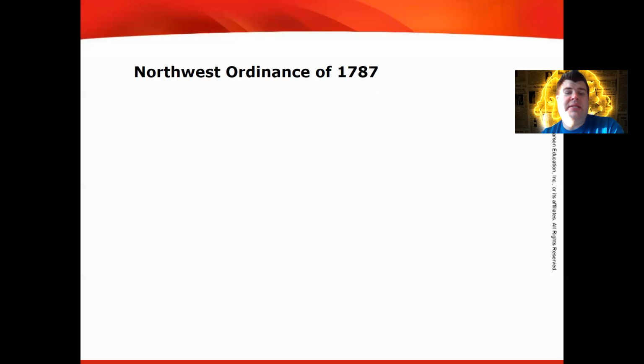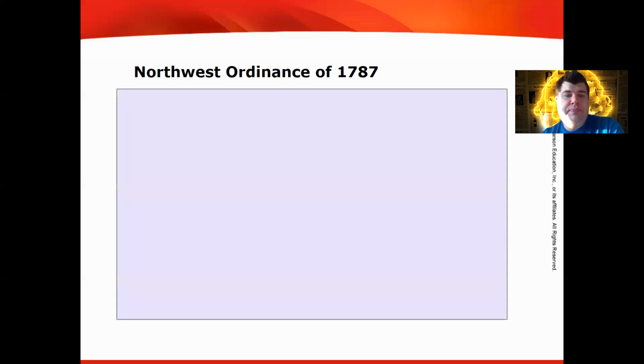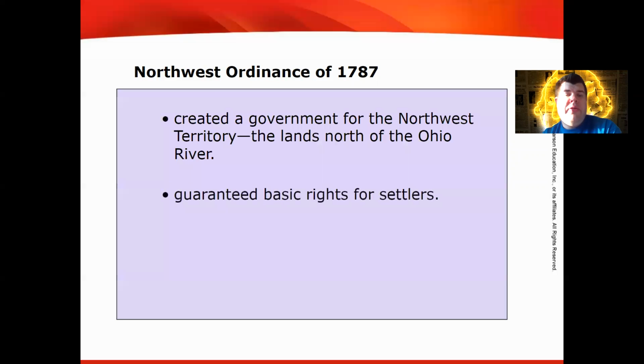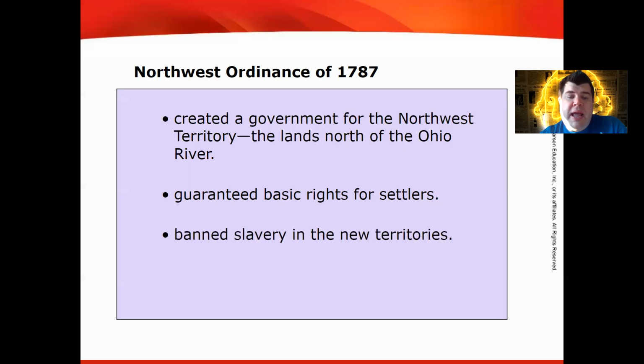The Northwest Ordinance of 1787 then creates a government for the Northwest Territory. So all those lands that are north of the Ohio River that flows out of Pittsburgh and flows till it ends and empties into the Mississippi River. And it guarantees basic rights for the settlers of that area. Importantly, it bans slavery in these new territories.